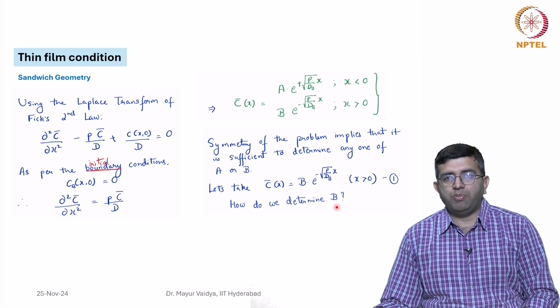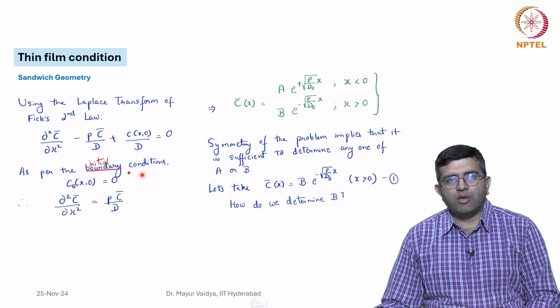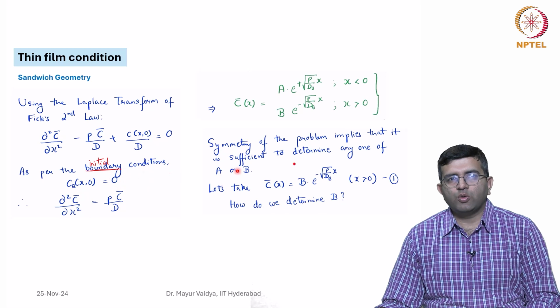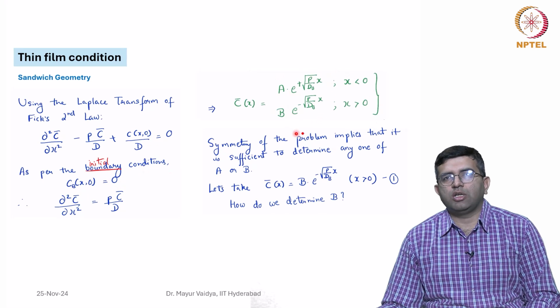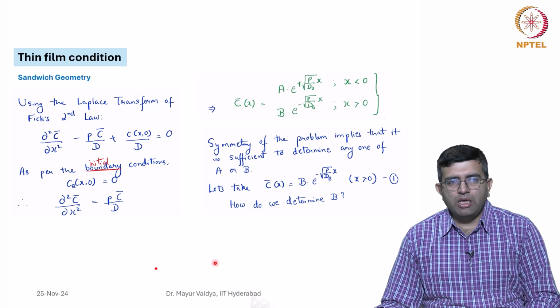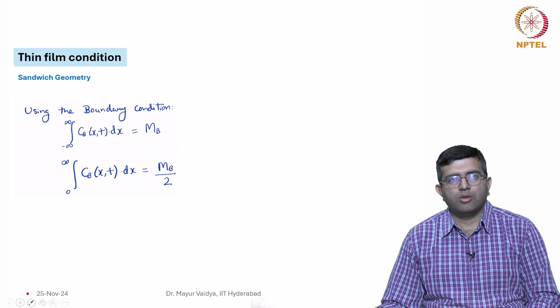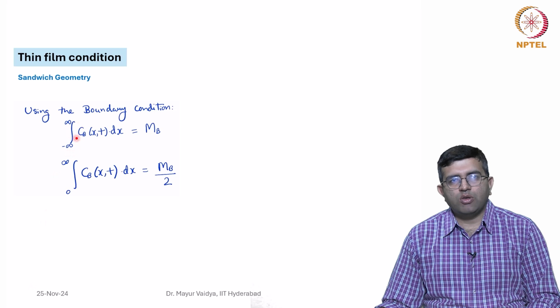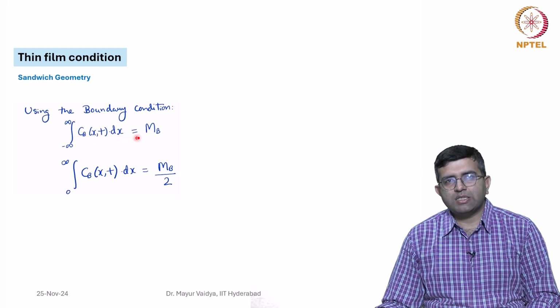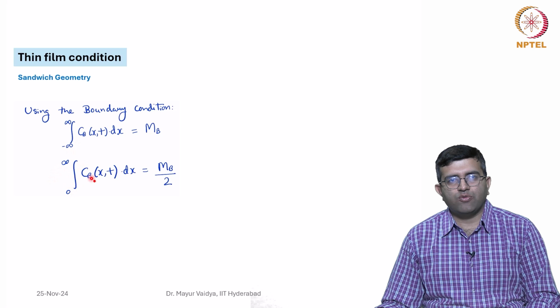Now how do we determine B? Remember that the initial condition we have already used, and it is the boundary conditions that determine this. To determine B, we use the expression that came from the conservation of mass, which is the integral from minus infinity to infinity of C_B(x,t) dx equal to M_B. I can write this as 2 times the integral from 0 to infinity of C_B(x,t) dx, and therefore the 2 comes down and this becomes M_B by 2.